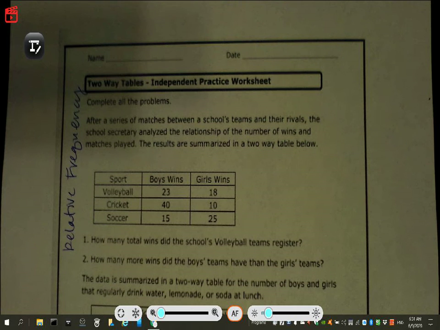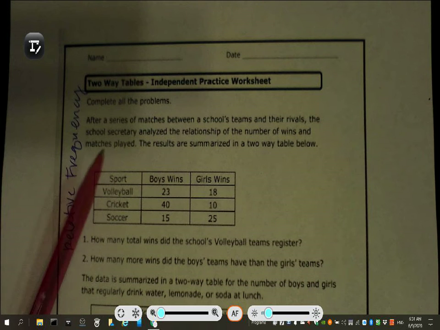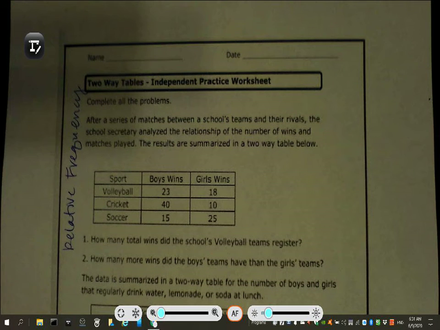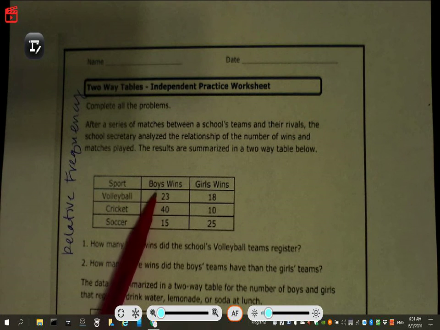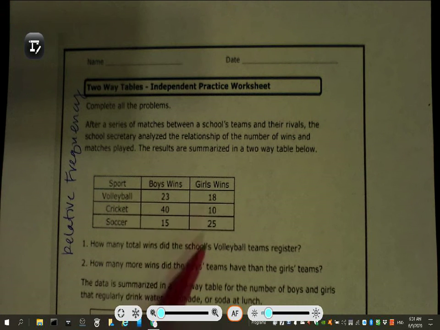Okay, so in lesson 5.2, we actually talked about adding columns. If you read this question, it says, after a series of matches between the school's team and their rivals, the school secretary analyzed the relationship of the number of wins and matches played. The results are summarized in the two-way table below. They give you the three different sports and how many times the boys win and how many times the girls win.